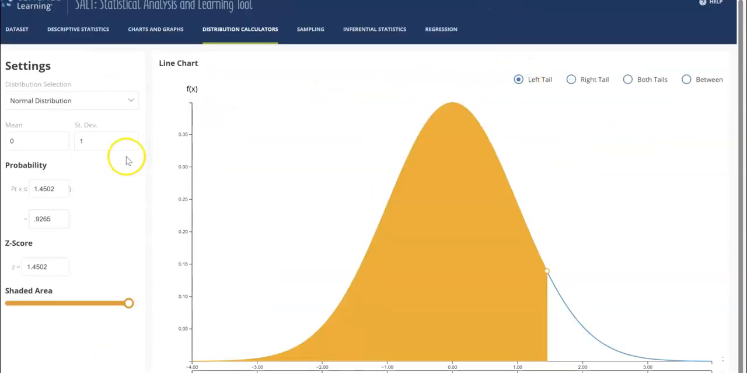Technology, left tail. Z-score is 2.33. Our probability is 0.9901.